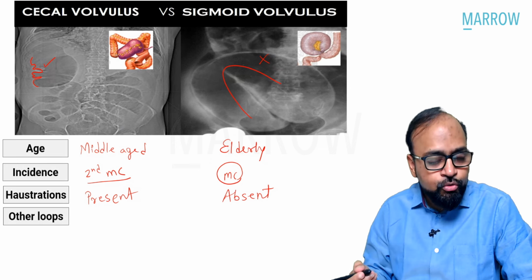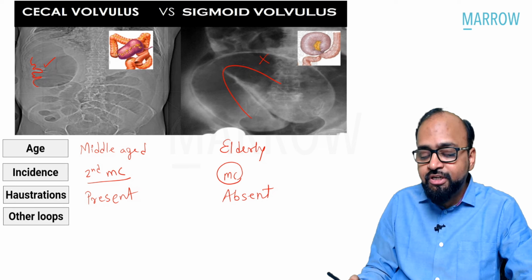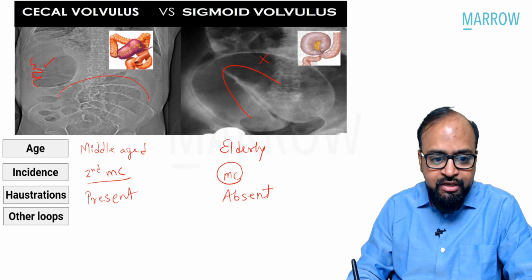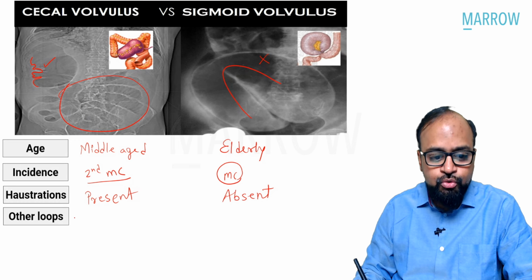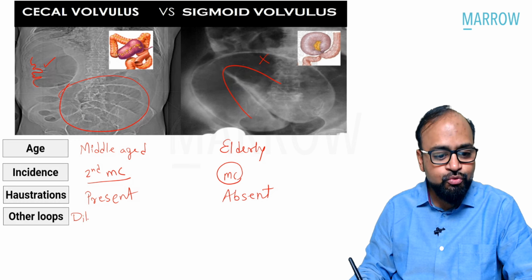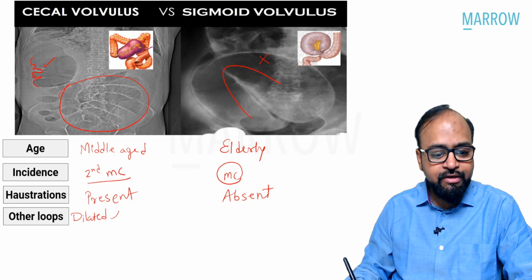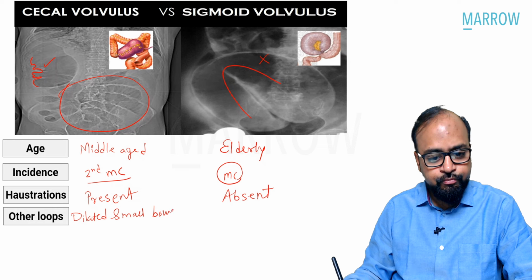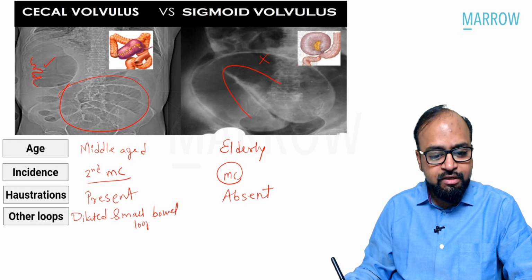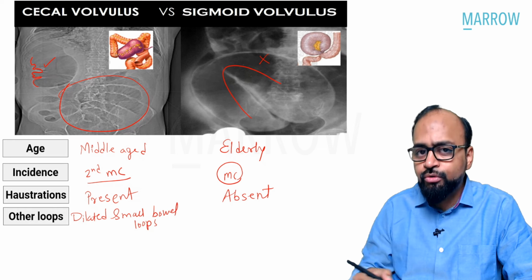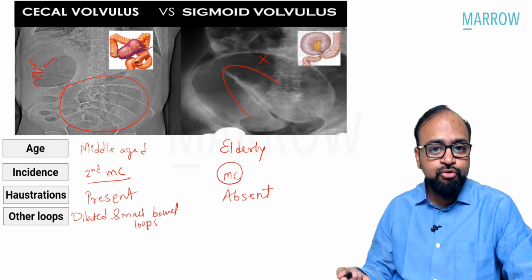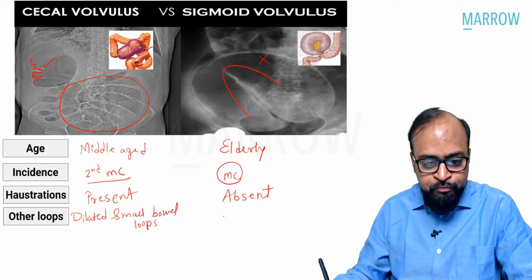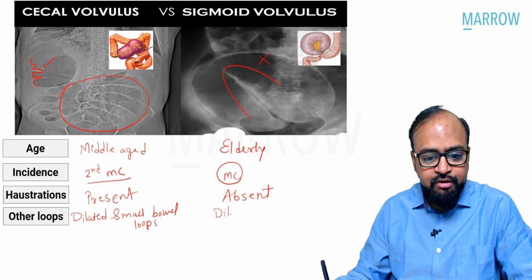What about the other loops? What lies immediately proximal to the cecum? Small bowel loops. Can you see these dilated small bowel loops? Yes. So in cecal volvulus, you will see dilated small bowel loops, whereas in sigmoid volvulus, usually you do not see dilated small bowel loops. Occasionally, you may see the dilated descending colon and transverse colon that lie proximal to the sigmoid.